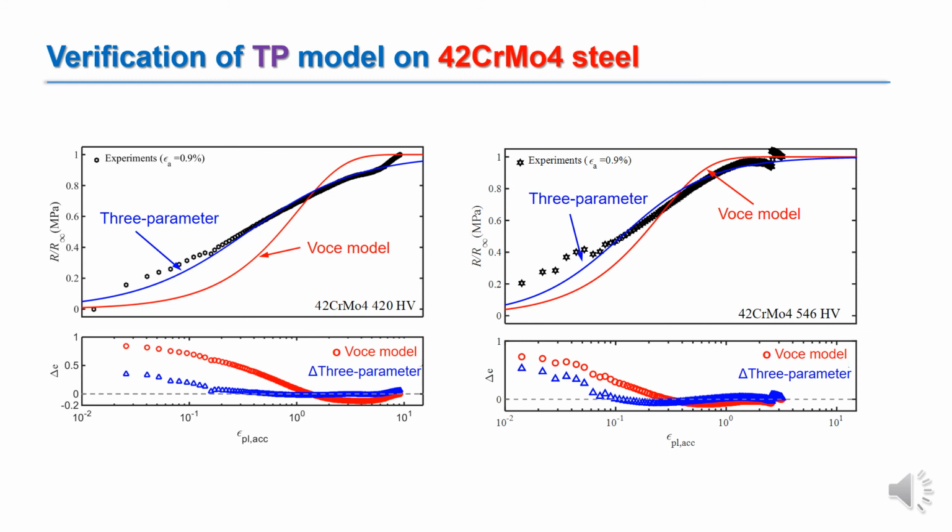Similar results are also obtained in case of the chromium molybdenum steel with 546 HV and 0.9 strain amplitude. What is interesting to observe in this case is that the material exhibits a perturbation around 200 cycles. In other words, after 200 cycles, the material starts to exhibit the cyclic hardening phenomenon for approximately 100 cycles, after which the material starts to again show the cyclic softening behavior.